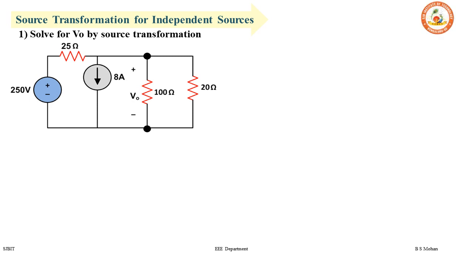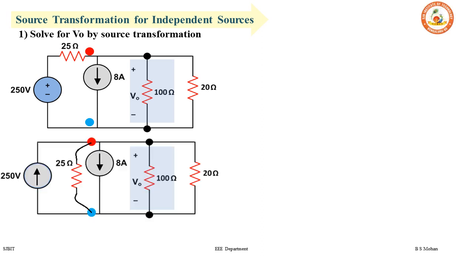So throughout the circuit, one has to ensure that this parameter is unaltered. This should not be used for source transformation. It has to be unaltered. You have to make sure that in each step you carry this 100 ohms. You do not alter it. So let's see how we start. Here you can see between these two, that is, here 250 volts and 25 ohms, I have marked as A and B, red and blue.